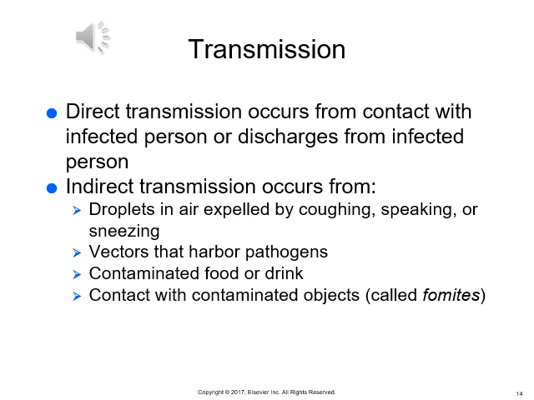Direct transmission occurs from contact with an infected person or discharges from an infected person. Indirect transmission occurs from droplets in air expelled by coughing, speaking, or sneezing, vectors that harbor pathogens, contaminated food or drink, or contact with contaminated objects called fomites.